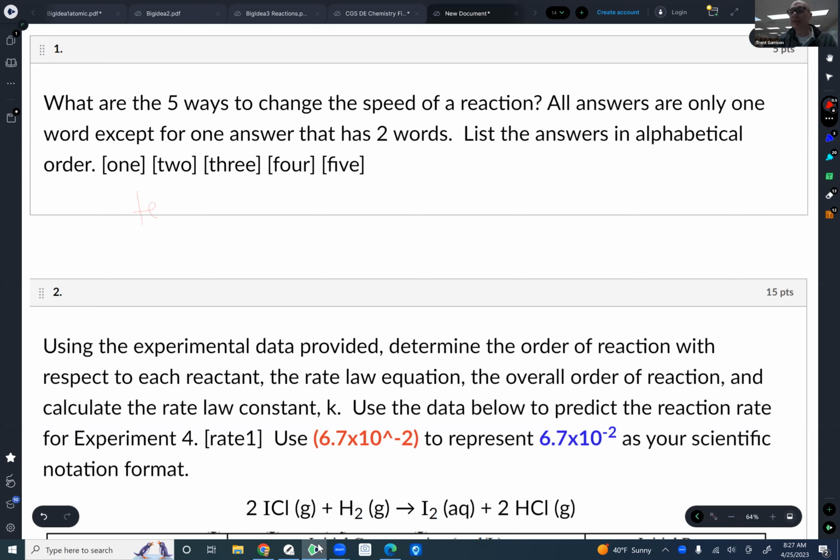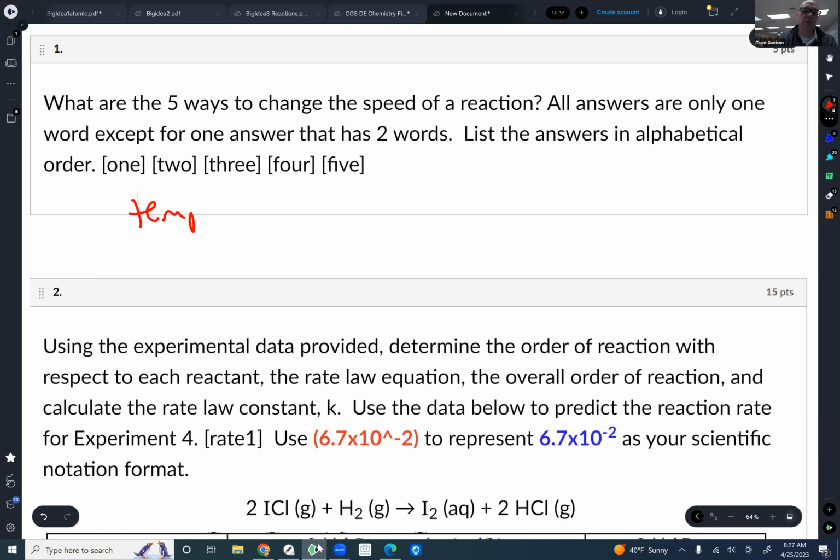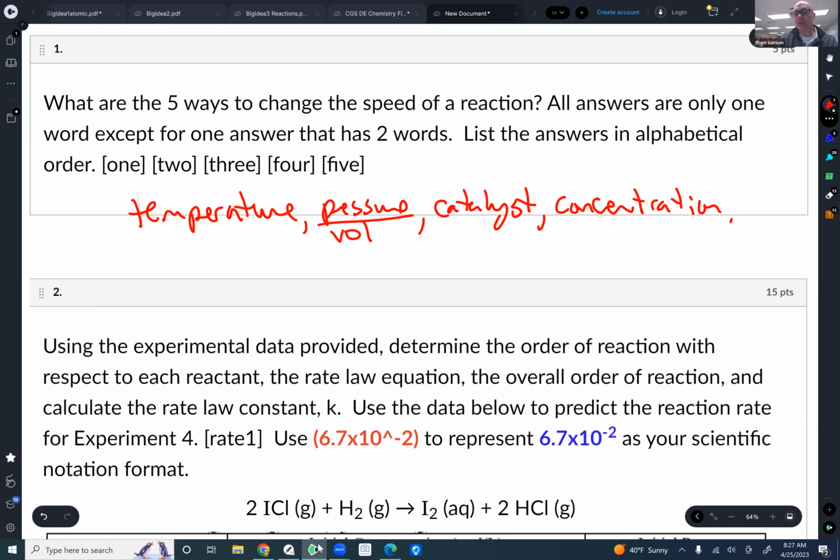Hold on, my pen width is a little thin, so let me increase that. Temperature. And then pressure, you could have talked about volume. Either way would have been fine. A catalyst, concentration, and then surface area. Those are all the different ways in which you can speed up a reaction.